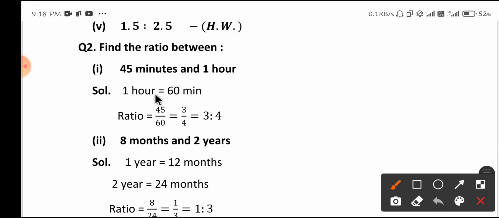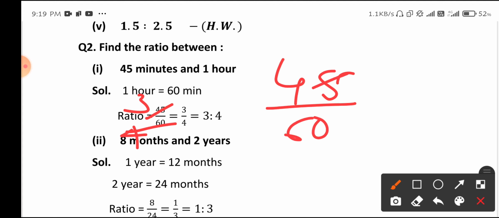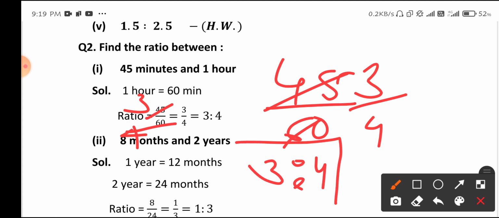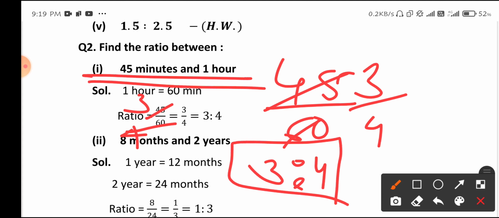So first of all we will change from 1 hour to minutes. We know that 1 hour is 60 minutes. So how can you find the ratio? 45 upon 60. So we can write it as 15 3s are 45, 15 4s are 60. Or you can divide 45 by 60. So you will get 3 upon 4 only. And we can write it as 3 ratio 4, means the ratio between 45 minutes and 1 hour is 3 ratio 4.